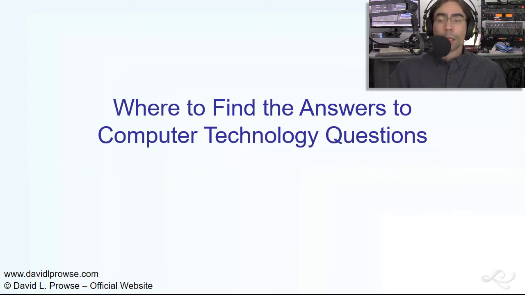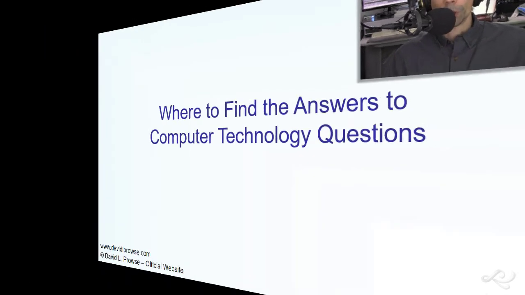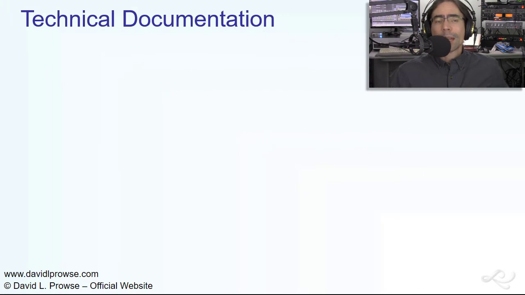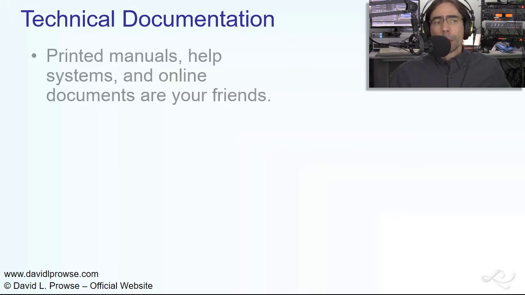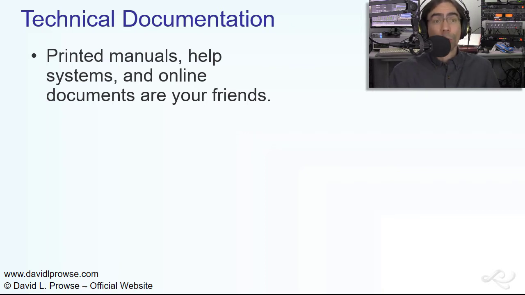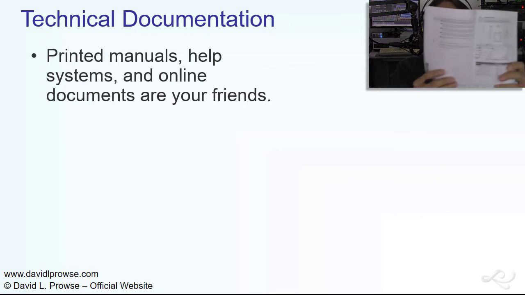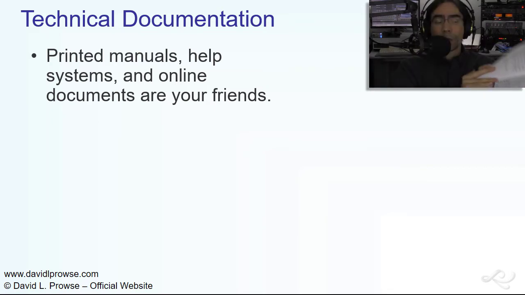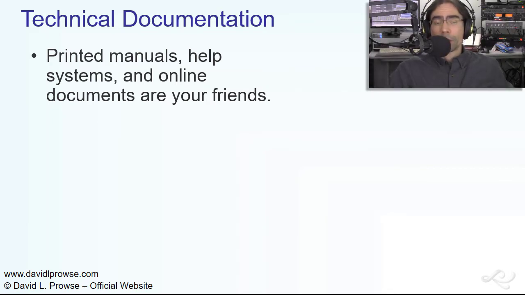So with that out of the way, let's discuss several good places to go to find the answers. I break it down into 5 categories. It all starts with technical documentation. Printed manuals and digital manuals are your friends. Use them. For example, here's a motherboard manual. You need to use these types of things when you're installing, configuring, updating, and troubleshooting. So definitely use printed manuals and digital manuals that come with whatever your devices or computers are.